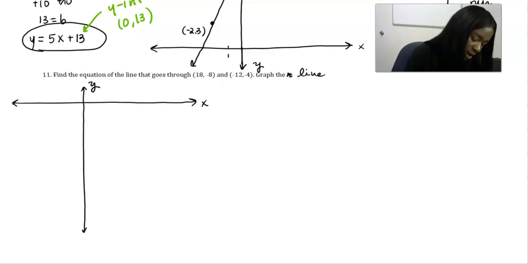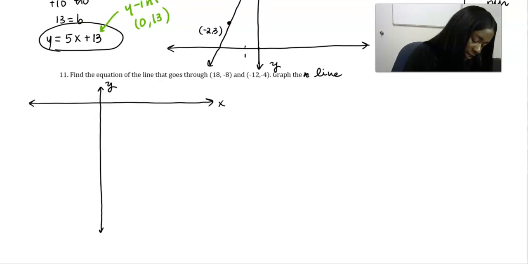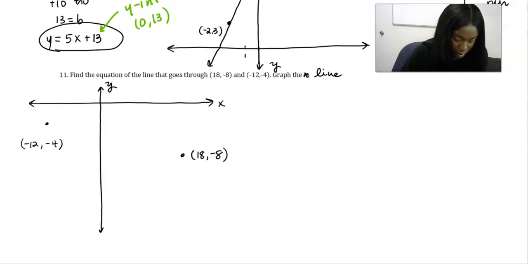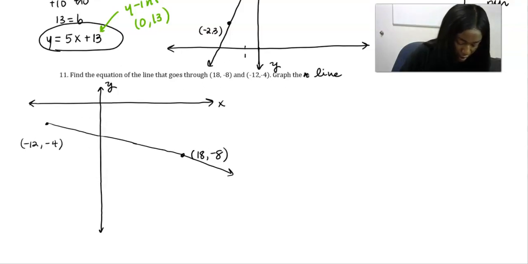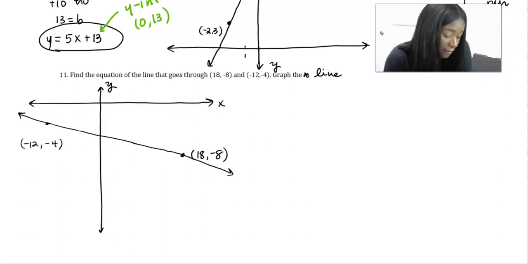X, Y. Let's say that this is the point (18, -8) right here. So I just went right 18, down 8. And then let's say that this is the point (-12, -4) right there. Left 12, down 4. I'm now going to connect these two points and put arrows on my ends and extend so I can see that I have the line graphed already.